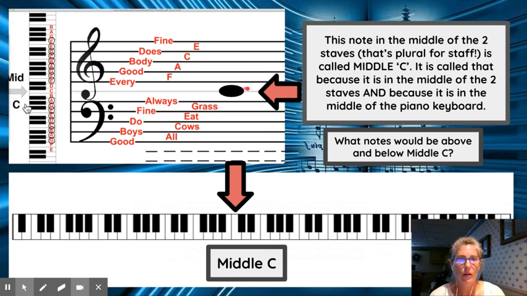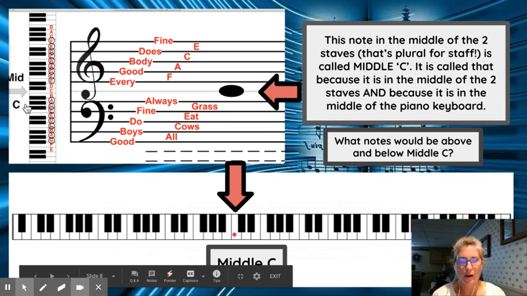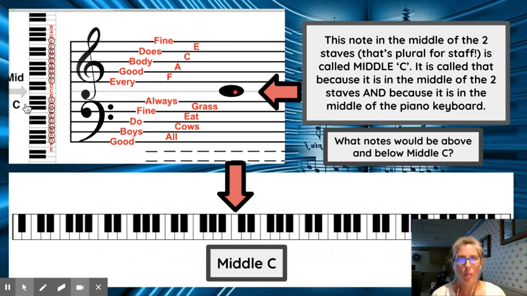Now remember, the middle note here is called middle C. This note in the middle of the two staves, that's plural for staff, is called middle C. It is called that because it is in the middle of the two staves and because it is in the middle of a piano keyboard. So if you had a piano, this is the note C right here, right in the middle. So if we go higher than C, we go up the alphabet.